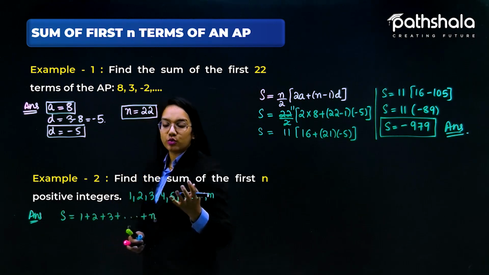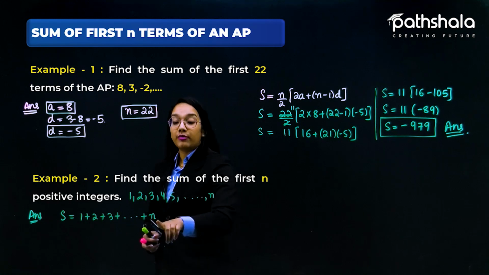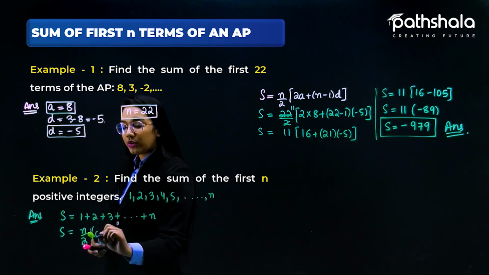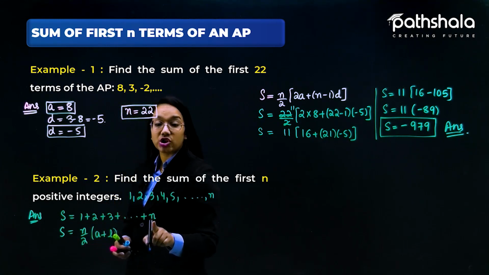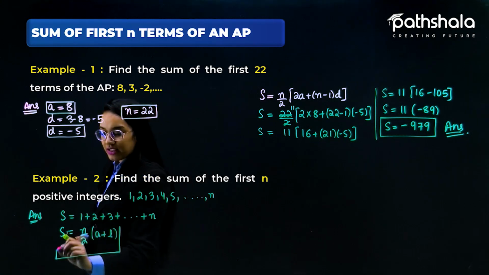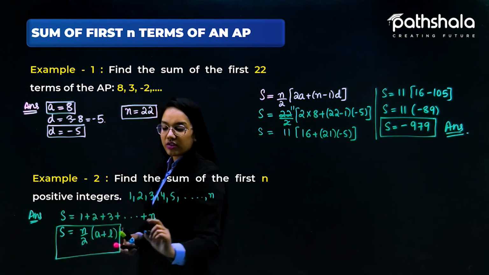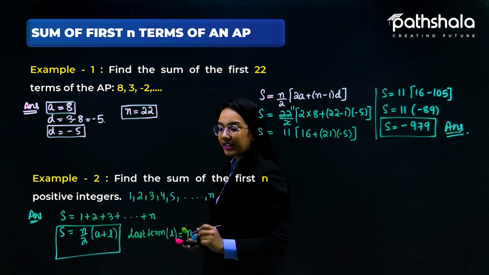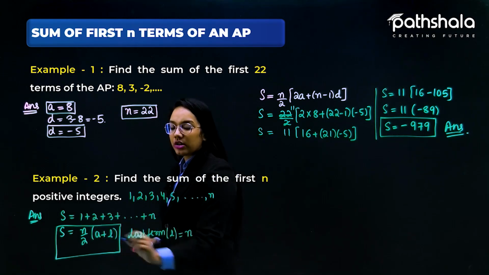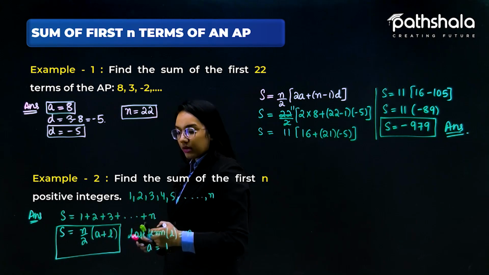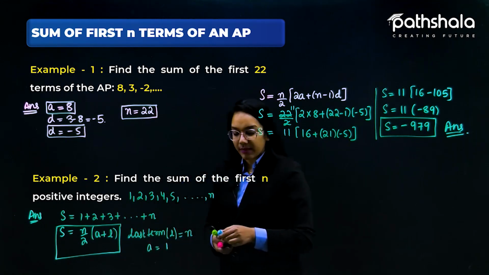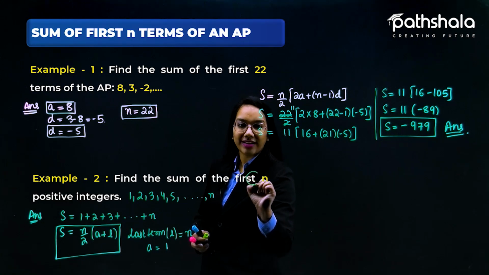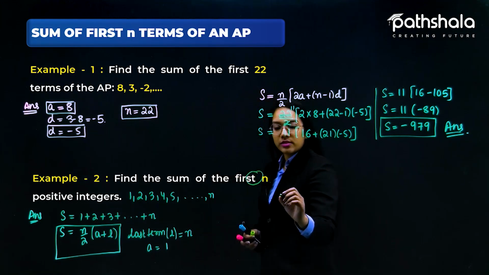Here we can use the formula for when we know the last term. We know that the sum is equal to n by 2 into a plus l, whenever we have the last term mentioned to us. The last term, represented as l, is n, and the first term a is 1, and the number of terms is still n. Because we just want to find the sum of the first n terms, the number of terms is n, so let's use the formula.